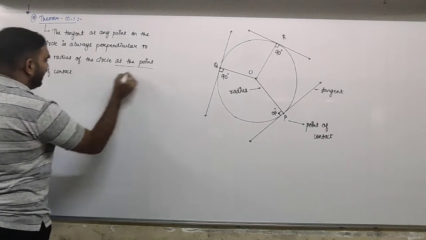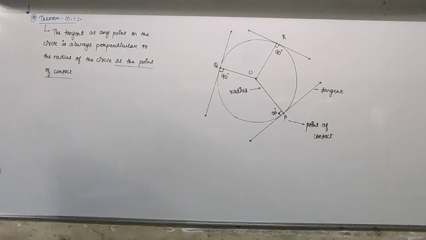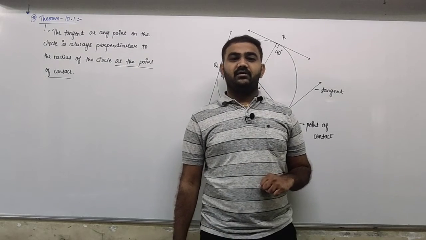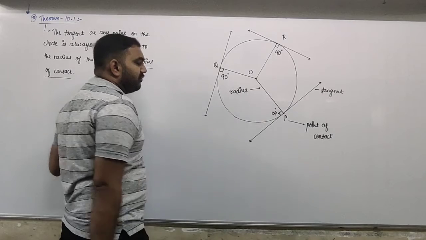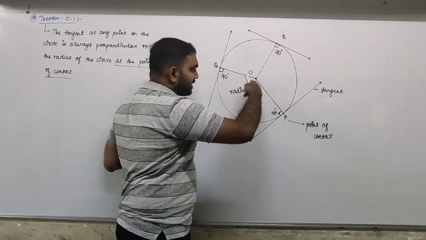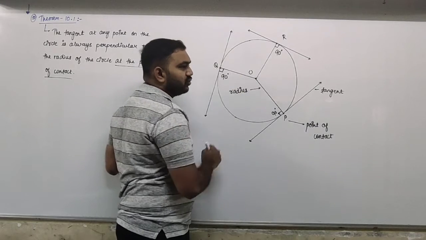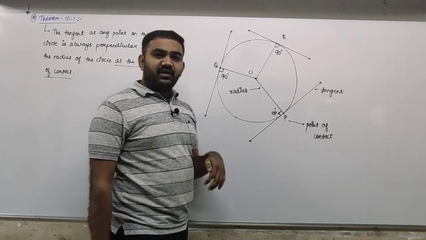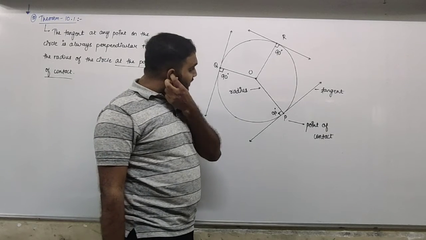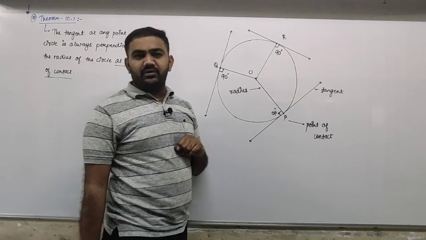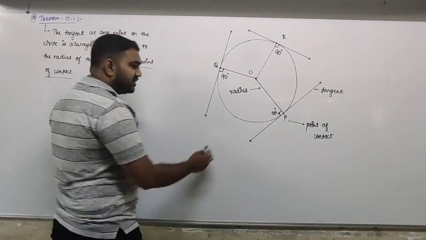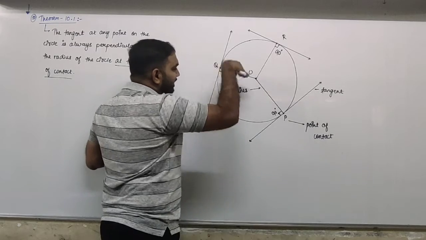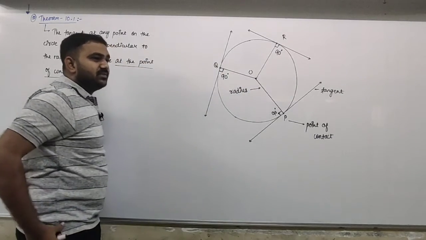But note that this is important. At the point of contact, the point at which the tangent touches the circle, at that point only the radius will be perpendicular, because for every tangent we can have a different radius, right? For this tangent we will have OP as the radius, for this tangent we will have OQ, for this tangent we will have OR. So for every point on the circle we will have different radii, and the tangent will always be perpendicular to its respective radius.